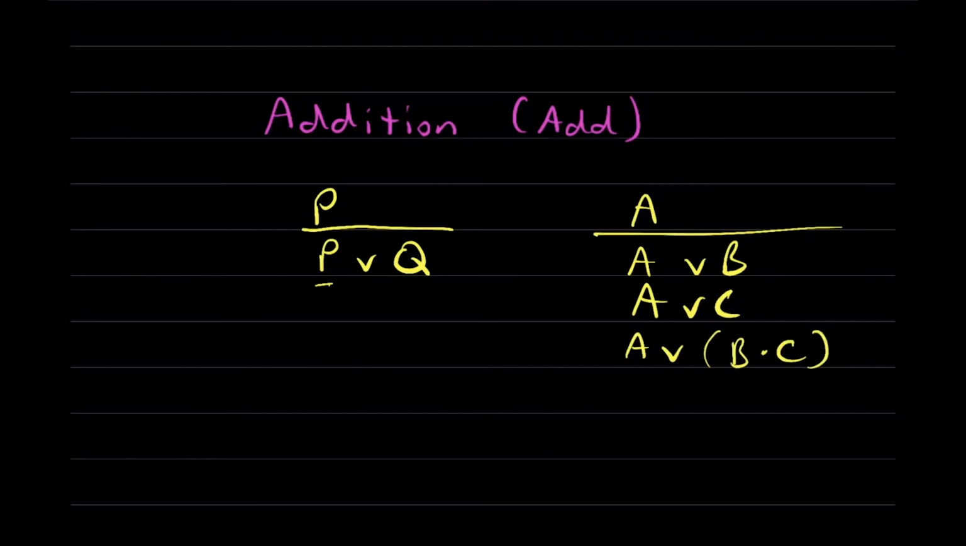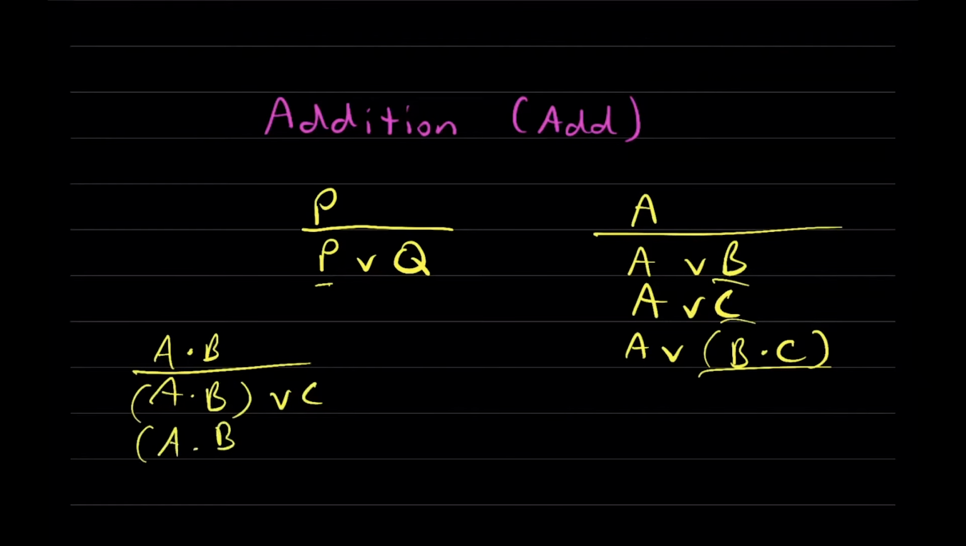Because if A is already true, it doesn't matter what you're disjoining on using the wedge. A or anything else will be true. And this also works if P is complex. So for example, if you have a statement like A and B on its own line, you could use a wedge to get A and B or C. You could use a wedge to get A and B or anything you want, anything you can put in parentheses or brackets here.